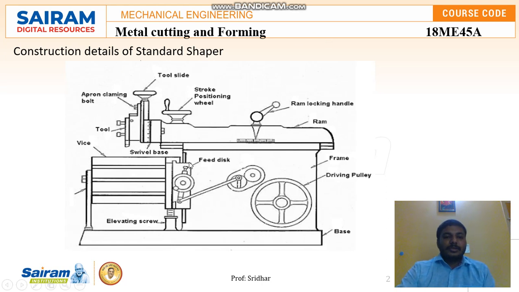So the first thing is, where you can see this base and this elevating screw, and where you're going to fix the workpiece, this is the vice. The function of this vice is that the workpiece will be rigidly fixed here. Only the tool is movable, through the arm, or what we call the ram. Only the tool will be moving, that is, it can move on the cutting stroke and the return stroke. So the workpiece will be rigidly fixed in the vice.